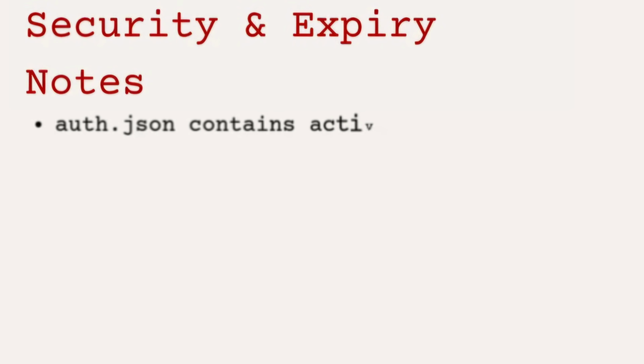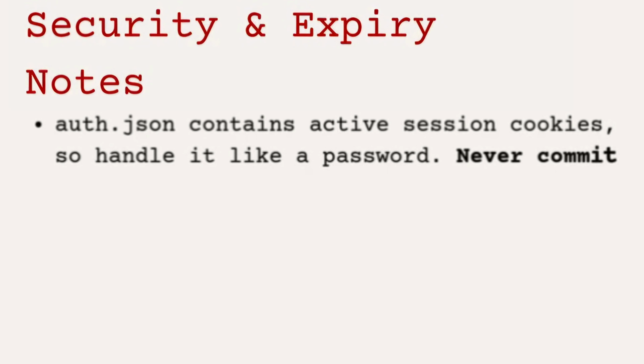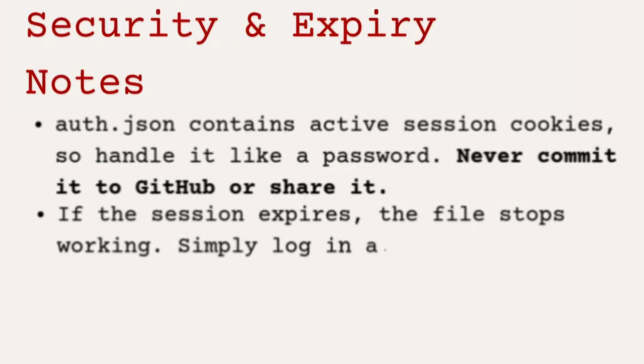Your auth.json contains active session cookies, so handle it like a password. Never commit it to GitHub or share it. If the session expires or Instagram invalidates it, the file stops working. Simply log in again and regenerate it.